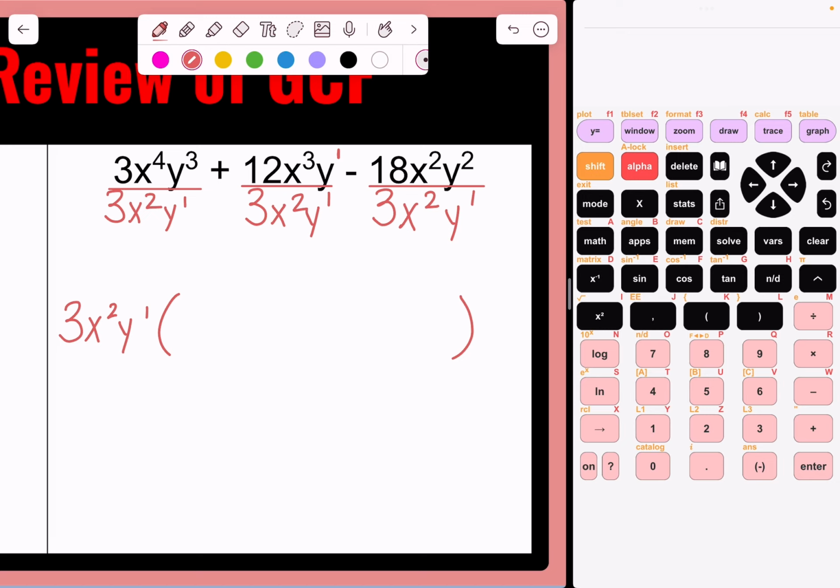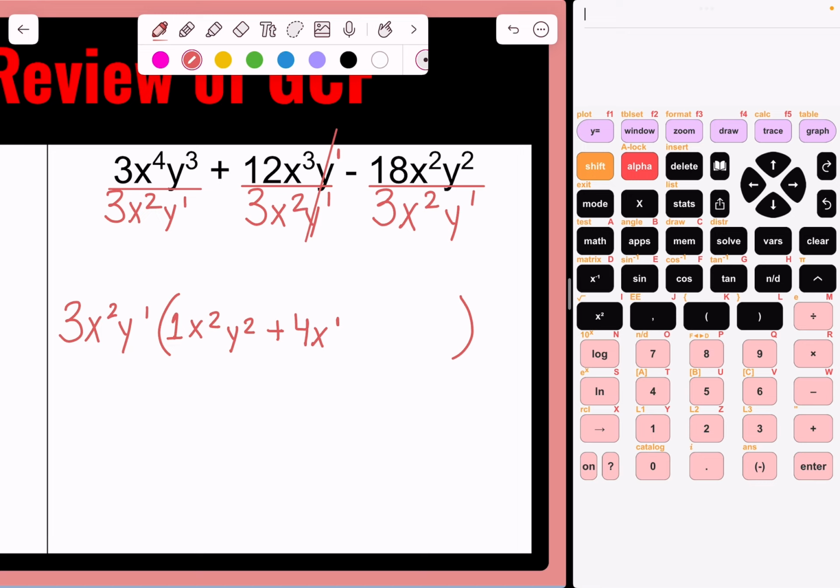And let's see what we get from dividing. 3 divided by 3 is 1. You could write the 1, you don't have to. Then x4 divided by x2, we subtract the exponents. It's 4 minus 2 is 2. So x squared. Then y3, take away one of the y's, we would have y2. Then 12 divided by 3 is 4. x3 divided by x2, 3 minus 2 is 1, 1x. And then if we have 1y and we take away the 1y, we have nothing left.